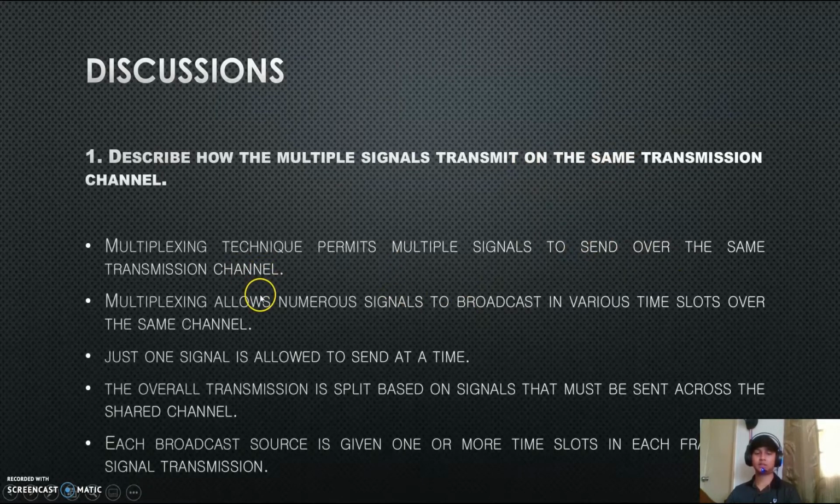Multiplexing allows numerous signals to broadcast in various time slots over the same channel, and in a brief session over the channel, only one signal is allowed to be sent at a time. In time division multiplexing, the overall transmission is split based on how many signals must be sent across the channel, and each broadcast source is given one or more time slots in each frame for signal transmission.